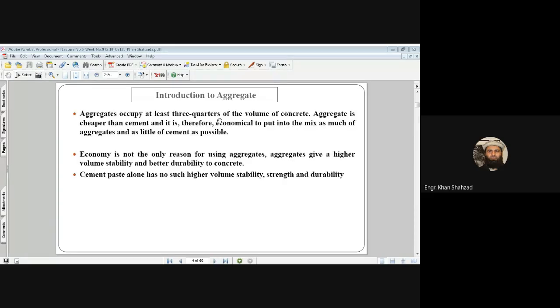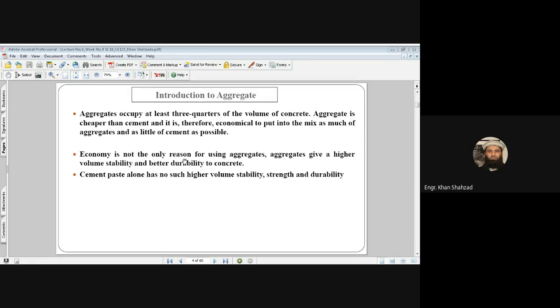Aggregates occupy at least 3/4 of the volume of concrete. If you remember, I told you that 75% of the volume of the concrete is occupied by the aggregates. Aggregate is cheaper than cement, and it is therefore economical to put into the mix as much aggregate and as little cement as possible. So being a civil engineer, a material engineer, you will have to try to make the concrete economical. And how can you make the concrete economical? By using the maximum possible quantity of aggregates in the concrete and the minimum possible quantity of cement.